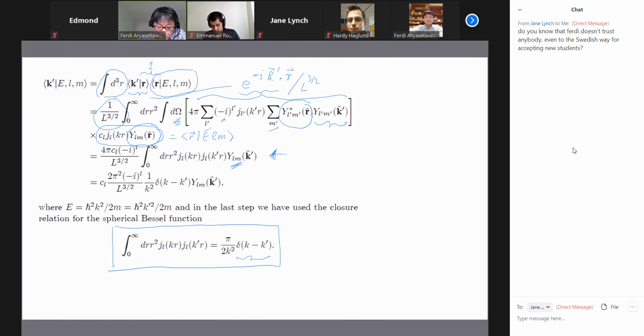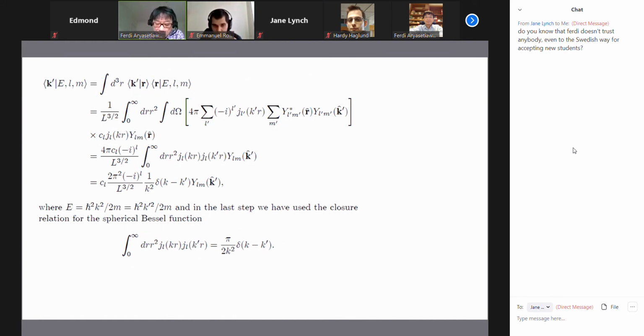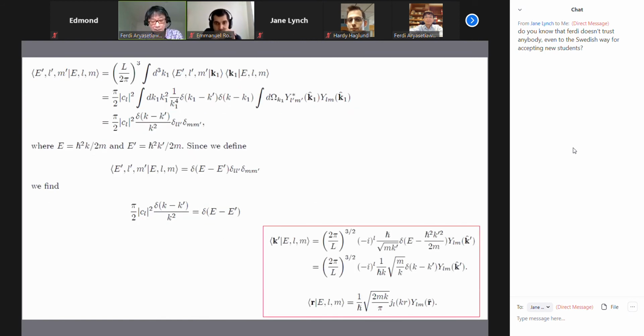So if we do that, we can do this integral here using the closure relation. Then we end up with something proportional to the delta function in k minus k prime times the spherical harmonics. So this coefficient, C_L, that you want to determine, is obtained from this relation here.